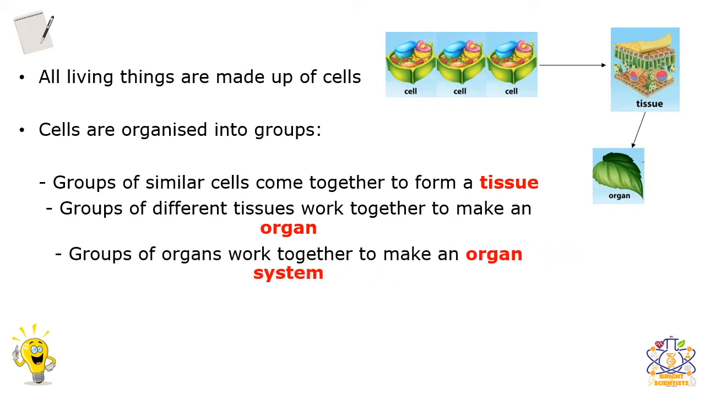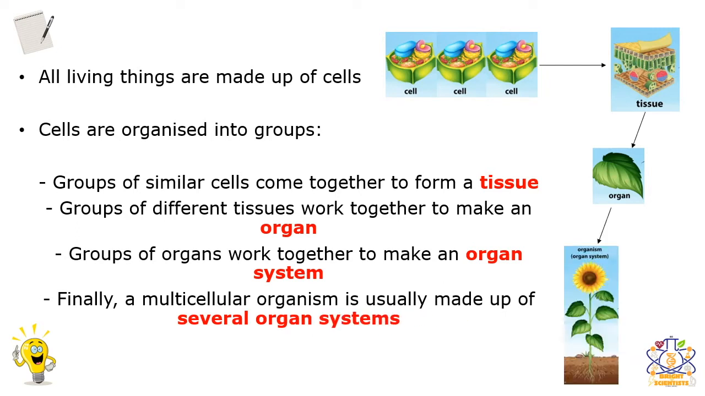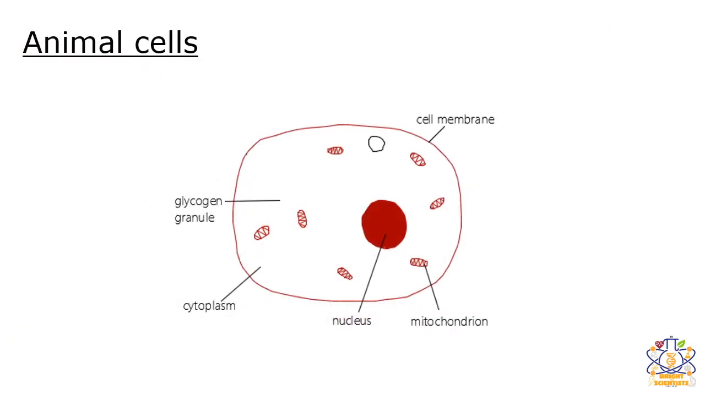Different types of tissues include epithelial tissue, connective tissue, muscle tissue, and nervous tissue. Groups of tissues then work together to make an organ, and eventually groups of organs work together to make an organ system. Some include circulatory systems, respiratory systems, and the reproductive system. So now let's go on to look at an animal cell.